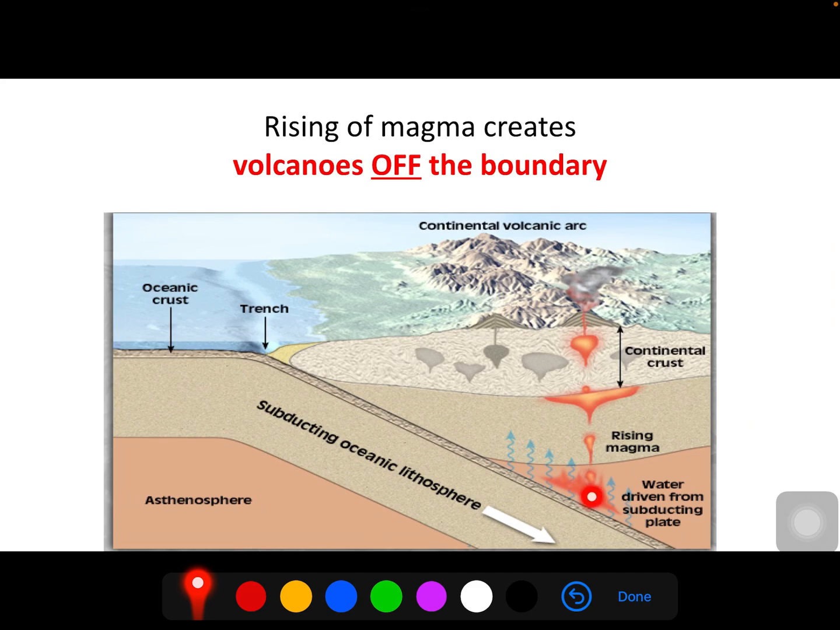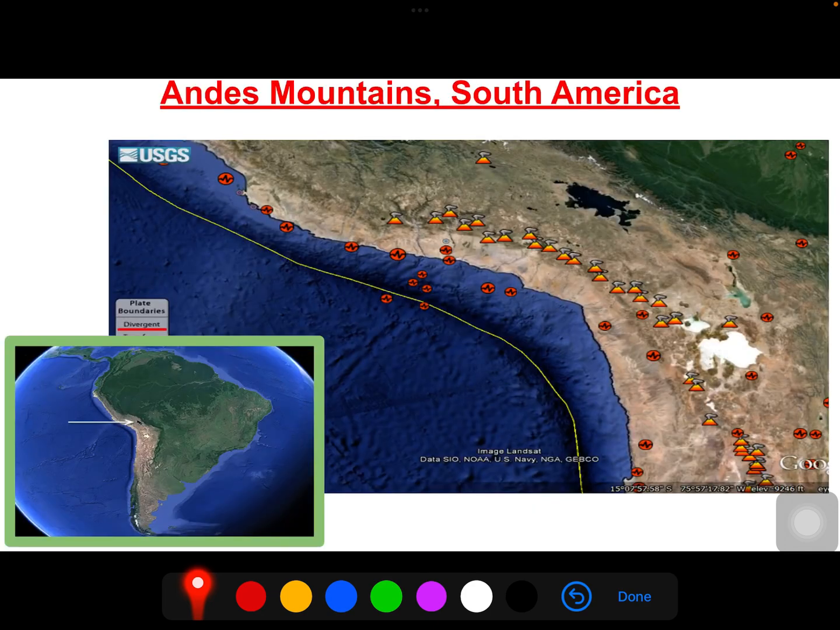Okay, so our volcanoes, like I said, are off the boundary due to that magma that is getting melted down here, way away from the boundary. Okay, here's an example here. We have ocean crust being pushed underneath South America. When that happens, we see here's the boundary. We see this dark area that's called the deep ocean trench, and all these volcanoes popping up are off the boundary, way over here, not on the boundary, but away from the boundary.